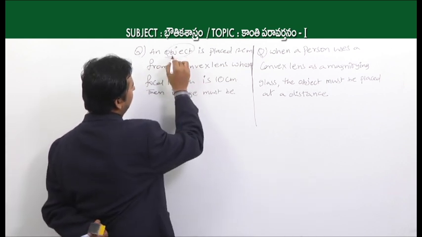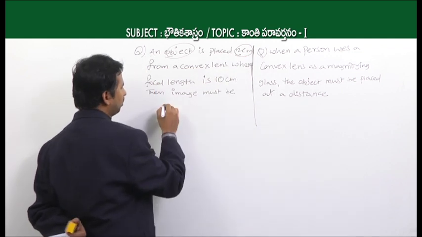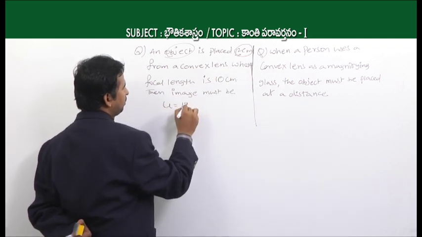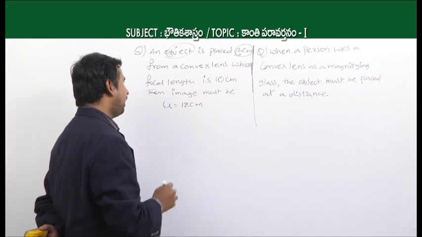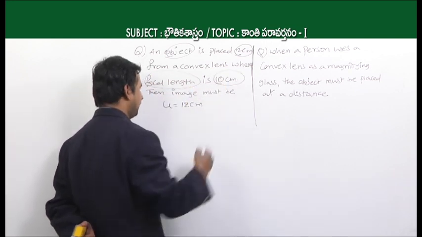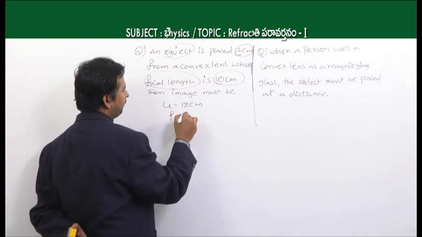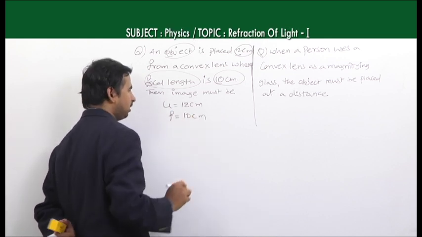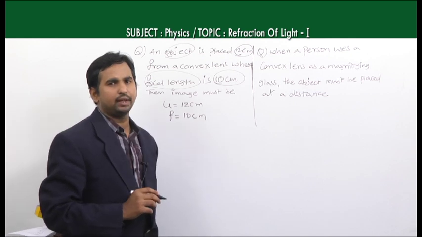The object is placed at 12 centimeters, so the object distance is 12 centimeters. Also, the focal length is given as 10 centimeters, that is, f is given as 10 centimeters. So, we know the u value and the f value here.